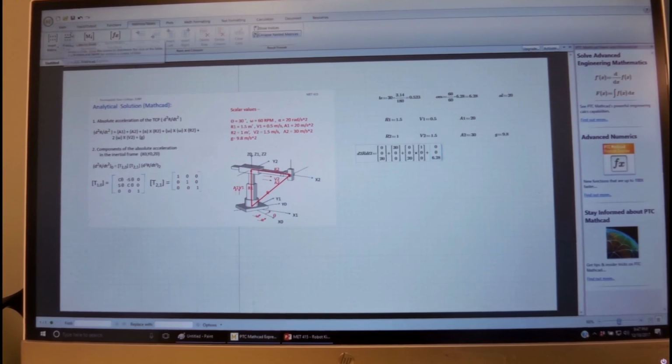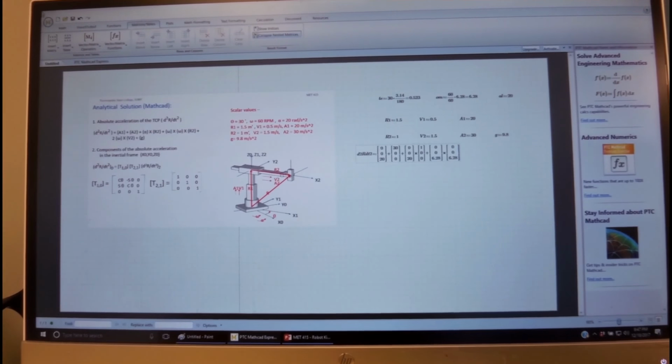So we come over here to the matrix operation, and we do a cross, and we put another omega. Let's see if we can copy it. No, it doesn't work. Okay, so I'll put it another time. So it's 0, 0, 6.28, and this will have to be crossed again.